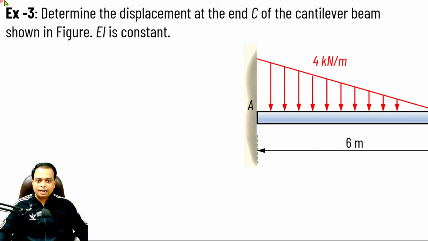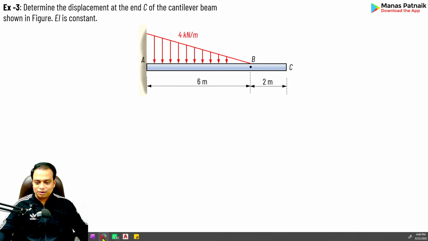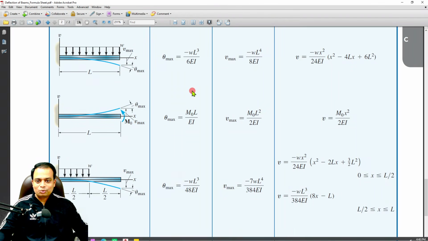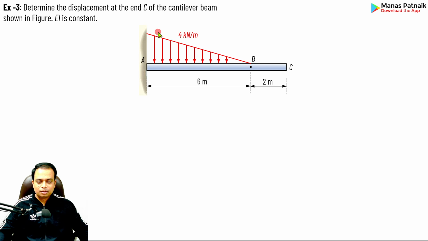Determine the displacement at the end C of the cantilever beam shown in the figure. EI is constant. We need to find the displacement at C. If you have a look over here, we really don't have any formula, do we? It's a cantilever beam, you can see. The uniformly varying load is not through the entire span. However, it is for a particular section of the span, just for 6 meters, or you can say 75% of the span. How do you figure out the slope and deflection over here? It's quite challenging. Or how do you figure out the deflection at C?